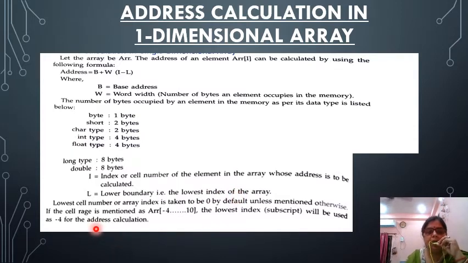Now how will we know the lowest cell number? The array index is taken to be 0 by default. If there is no number, then we take it as 0 unless mentioned otherwise. If the cell range is mentioned as array minus 4 till 10, then what will be the lowest? Then the lowest to be used is minus 4. See here, minus 4 is the lowest. And this is the formula for your single dimension array.